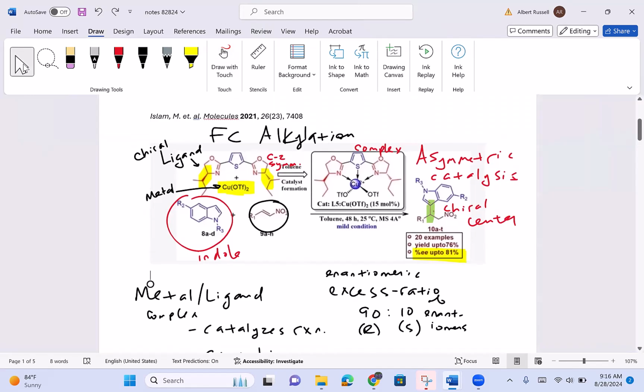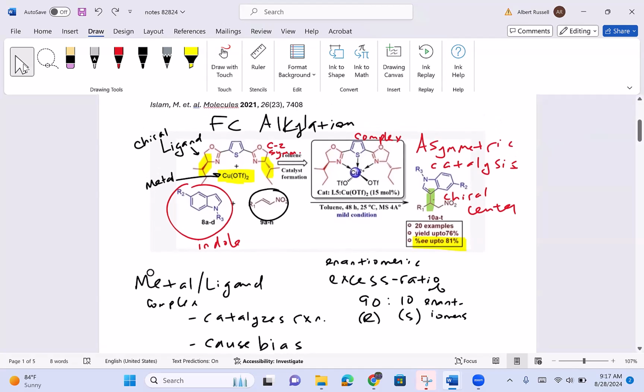So one way again to create chiral centers is to do what? To do asymmetric catalysis, where you take a metal ligand and you complex them, and then you use that as the catalyst for your reaction. So let me show you quickly before we move on to the next. Well, first of all, any questions about this before I show you how this actually works?